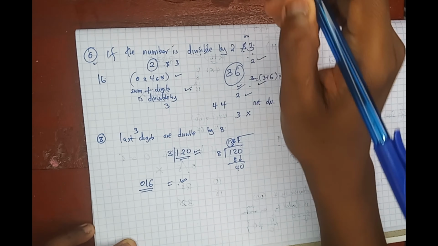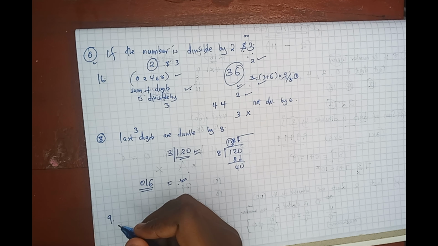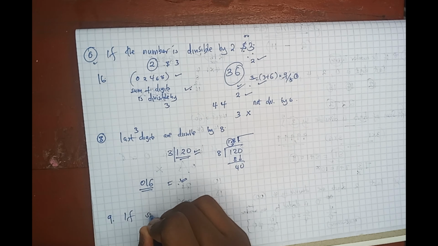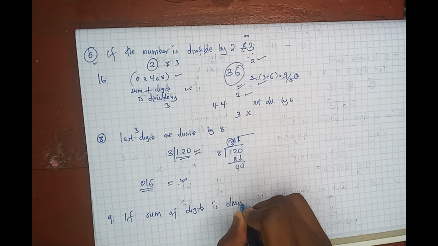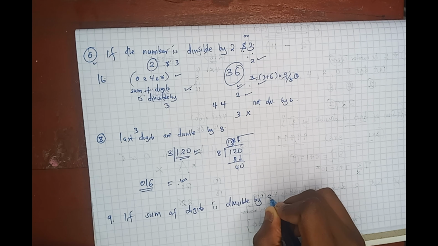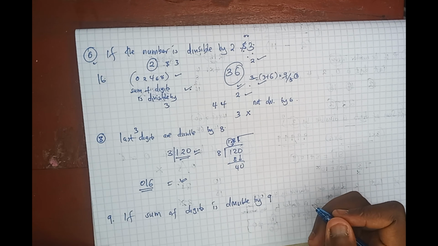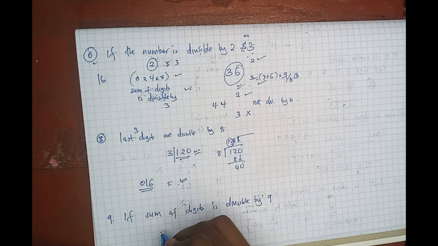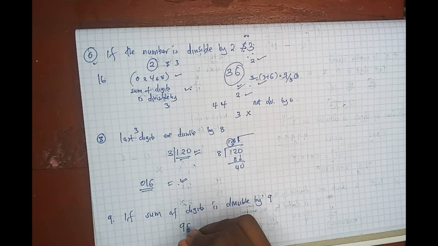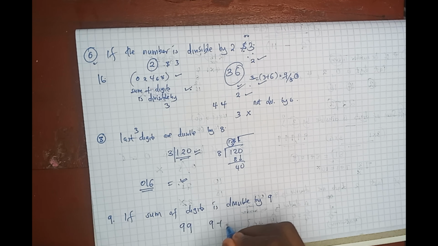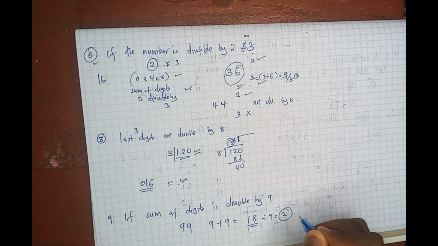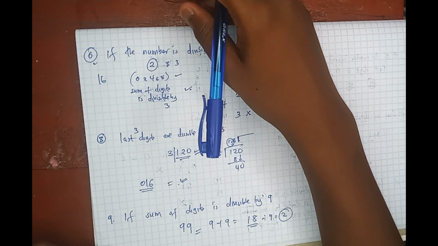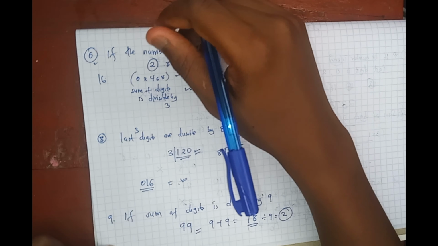So next is 9. A number is divisible by 9 if the sum of its digits is divisible by 9. For example, a number like 99. Just have 9 plus 9 equals 18, and 18 is divisible by 9. So the number is divisible by 9. So that's how you actually check.